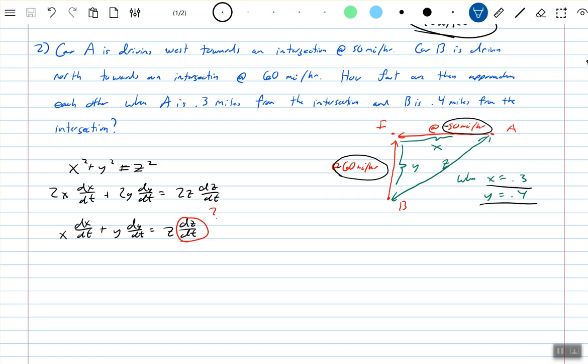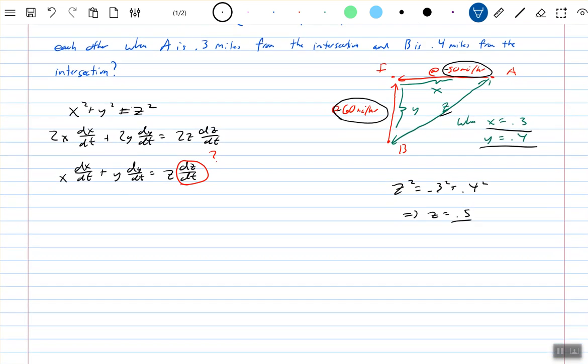All right. So we have our dx/dt, dy/dt, x and y, but we're missing z. How can we get z? The Pythagorean theorem again. We know z squared is equal to 0.3 squared plus 0.4 squared, so that implies z is equal to 0.5. Ain't that handy? Now we can plug everything into this equation. So we get 0.3 times negative 50 plus 0.4 times negative 60 is equal to 0.5 dz/dt.